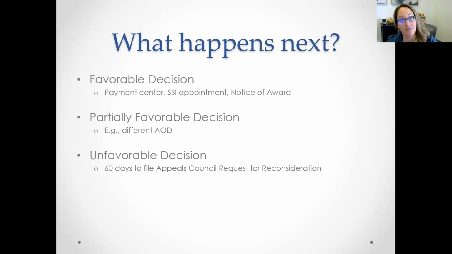And then finally, of course, an unfavorable decision is one in which the judge, after going through the whole hearing process, decides that you are not disabled under the rules. If that happens, then again, you have 60 days to file an appeals council request for review, where you ask the appeals council, that panel of judges, to review the judge's unfavorable decision. That is done wholly by writing. You can submit additional evidence and legal arguments. You don't actually physically show up and go to court, though. Okay.